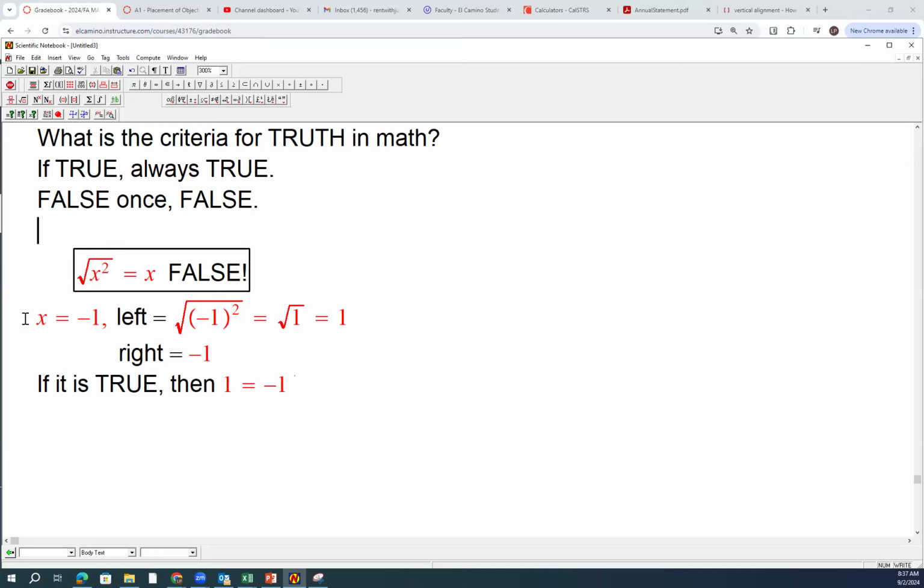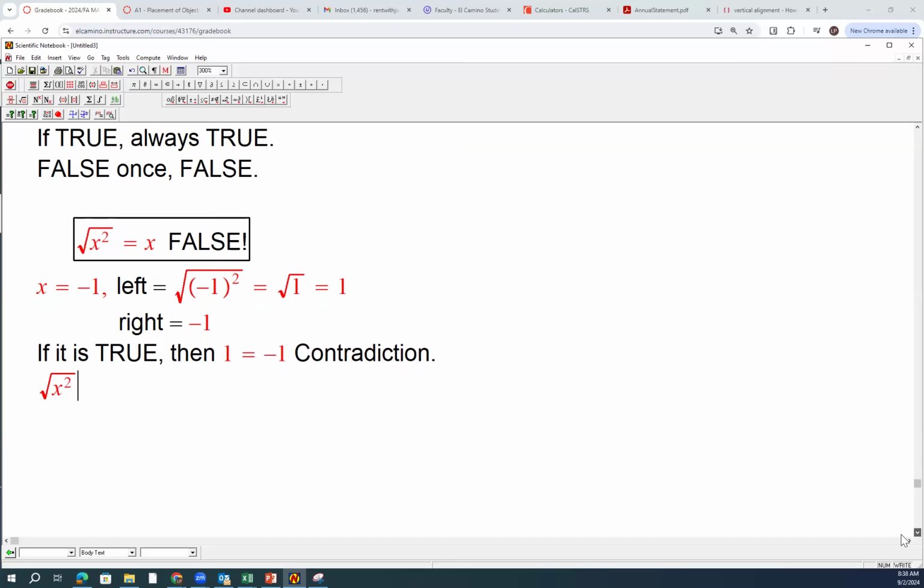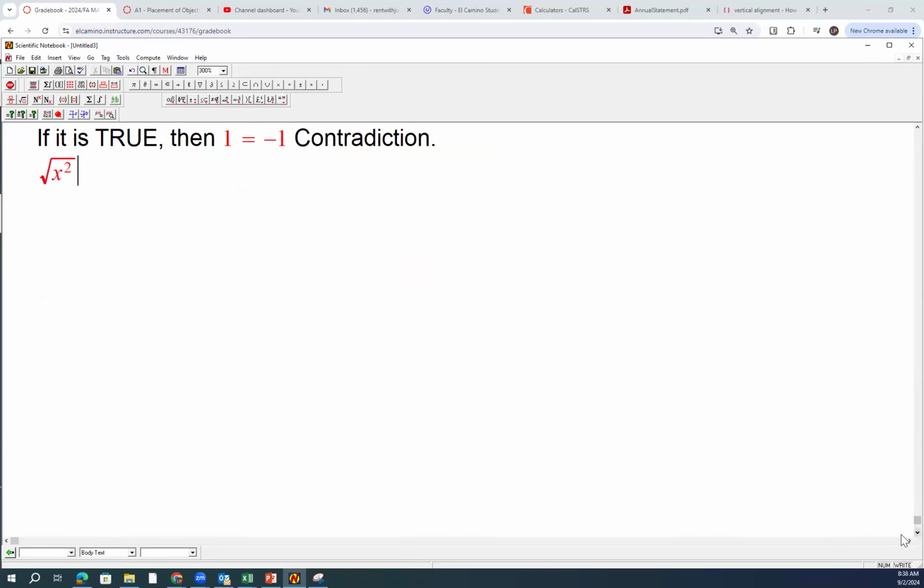So this contradiction demonstrated that that statement is false. Okay, then what is true? Do we have something that is true that is related to the square root of x squared, right? So for this matter, we're going to consider some cases.